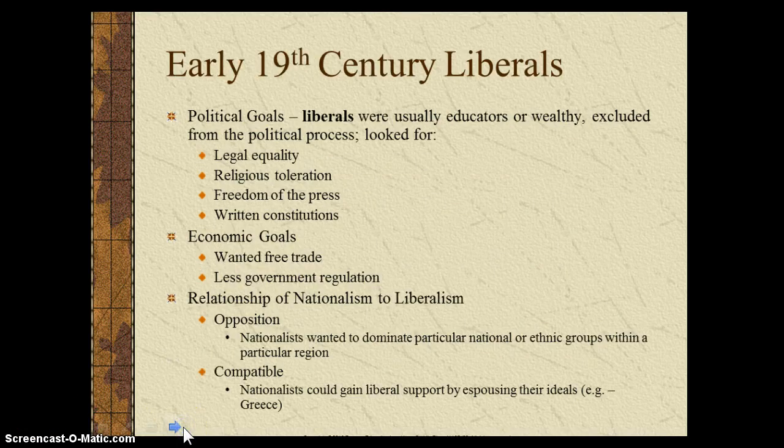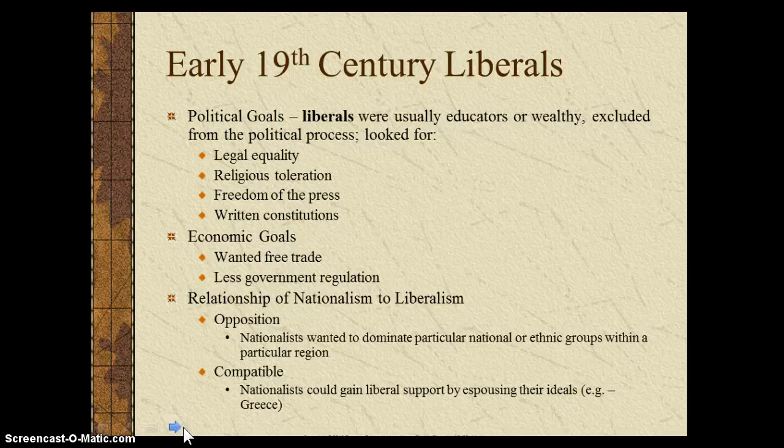Okay. Early 19th century liberals. Now this is the opposite of what a conservative is. The political goals of liberals: they were usually educators and the wealthy, excluded from the political process. They looked for Enlightenment type ideas: legal equality, religious toleration, freedom of the press, and written constitutions. So they were more parliamentary rather than going with the monarch.